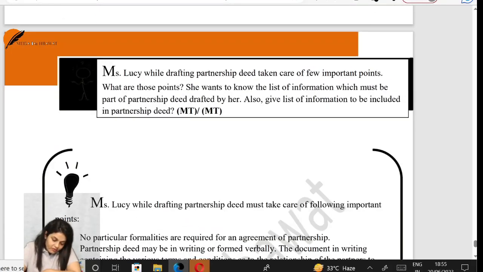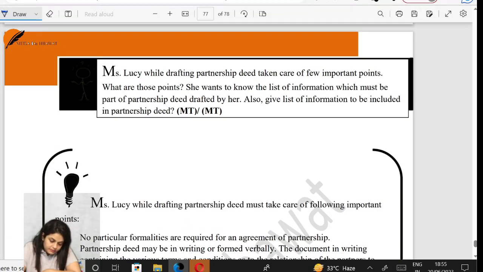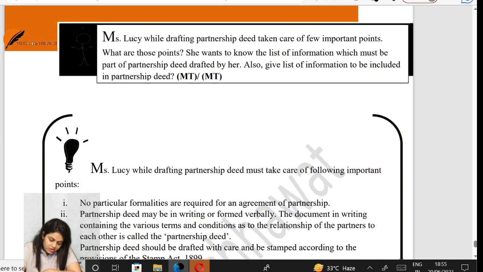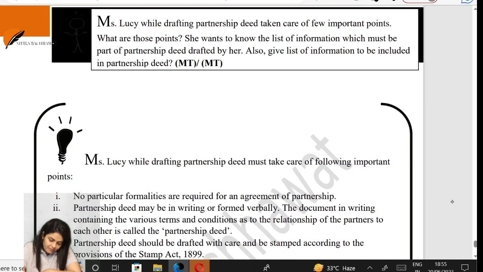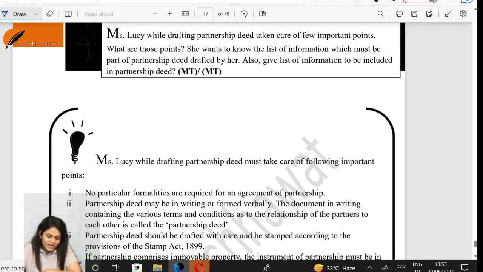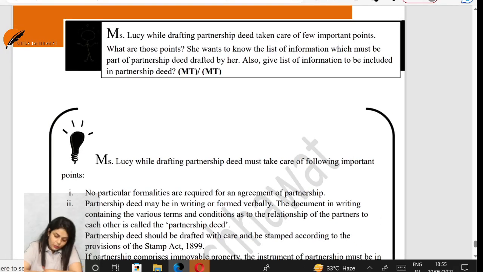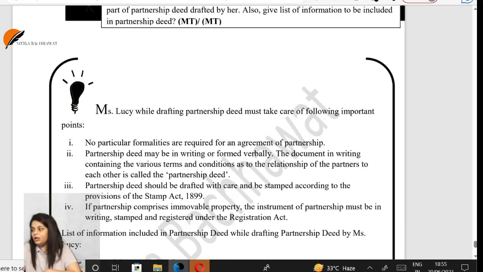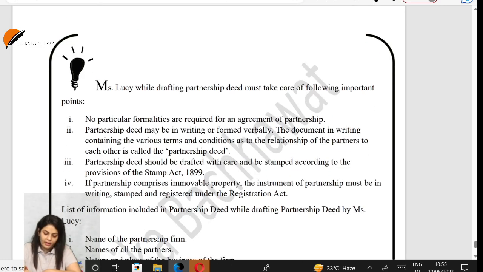Miss Lucy, while drafting a partnership deed, wants to know what important points should be taken care of. She wants the list of information. As such, there are no such points because there is no format at all. Regarding the partnership deed, you can form it in any way you want. It should be called the partnership deed. It should be stamped, that is, it should be prepared on a stamp paper. That is it.